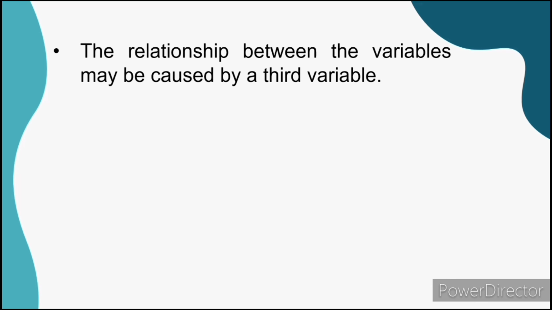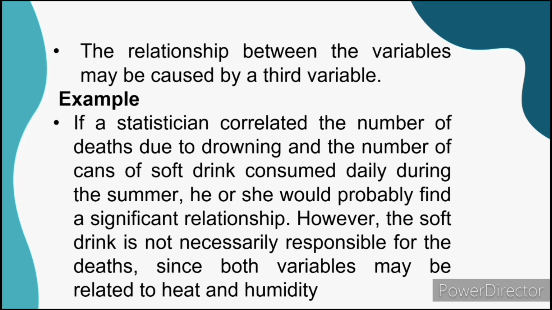The relationship between the variables may be caused by a third variable. Example, if a statistician correlated the number of deaths due to drowning and the number of cans of soft drinks consumed daily during the summer, he or she would probably find a significant relationship. However, the soft drink is not necessarily responsible for the deaths since both variables may be related to heat and humidity. So yung pagtaas ng dami ng mga nalulunod at yung pagtaas ng number ng soft drinks na nako-consume daily is maybe dahil sa summer.